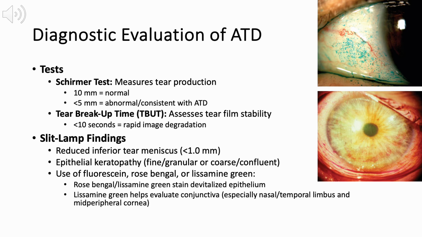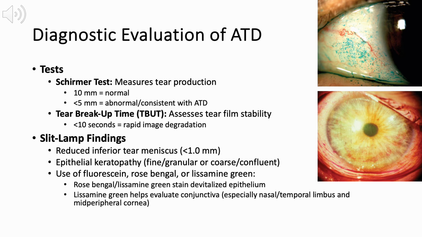During slit lamp examination, findings suggestive of ATD include a reduced inferior tear meniscus height, typically measuring less than 1.0 millimeters, indicating diminished tear volume. Additionally, epithelial keratopathy may be present, manifesting as fine, granular, or coarse inconfluent staining patterns on the corneal surface. To further assess ocular surface damage, vital dye staining is utilized.